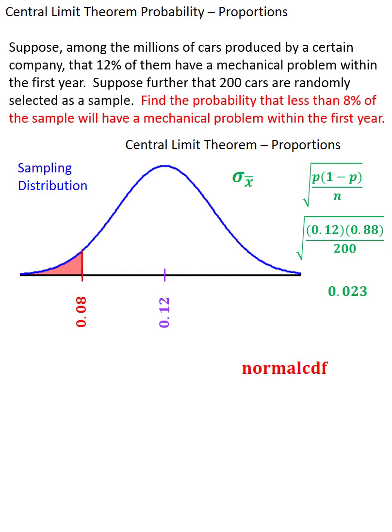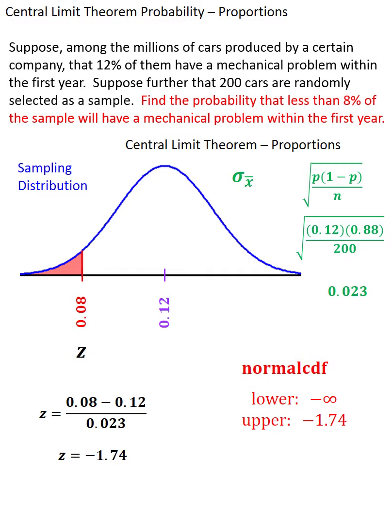Now, most calculators, apps, and other software require a z-score in order to compute normal CDF. So I need to know the z-score corresponding to the 0.08 portion of my sampling distribution. So, calculating z-score, as we always do, that gives me the upper limit of my shaded area. The lower limit of my shaded area is technically negative infinity, because in theory anyways, this distribution goes on forever.